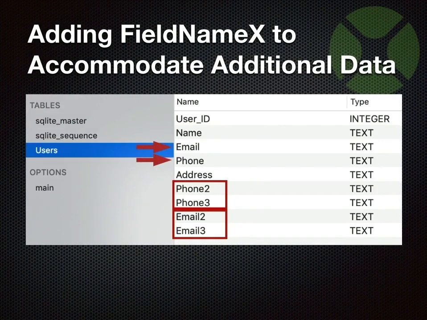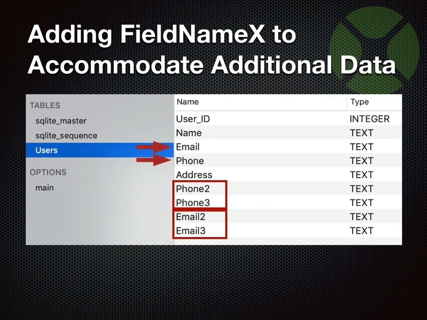This one is particularly annoying. You create a user table, and you have name, email, phone, address, and then somebody goes, hey, how do I put my cell phone in there? So you go, well, we'll just do phone 2 or phone cell or whatever. Same thing with address and email. Anytime you're doing field X, that's wrong.